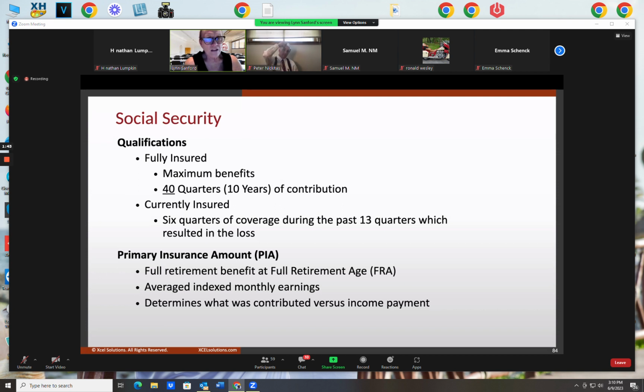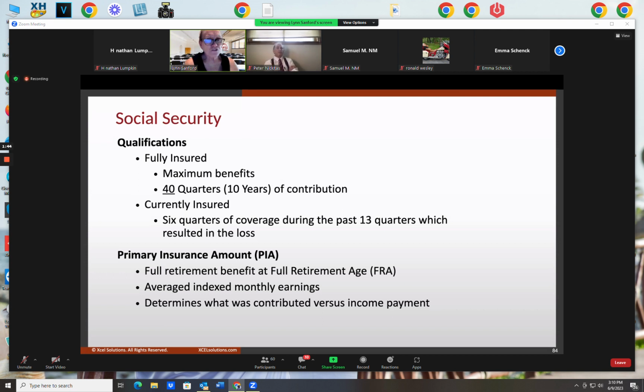That entitles them to maximum benefits. If the person only works long enough to reach currently insured status, that means 6 quarters of coverage during the past 13 quarters. That's currently insured status. And that limits the amount of benefits you're entitled to.